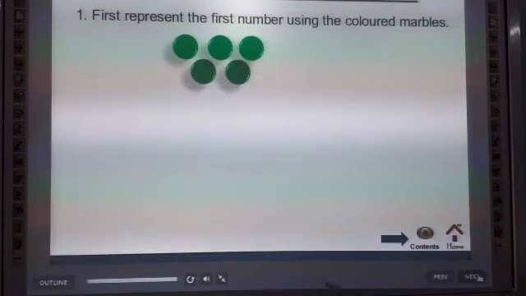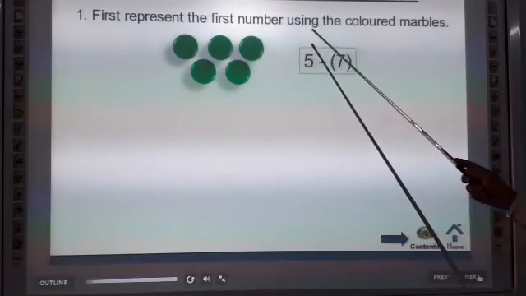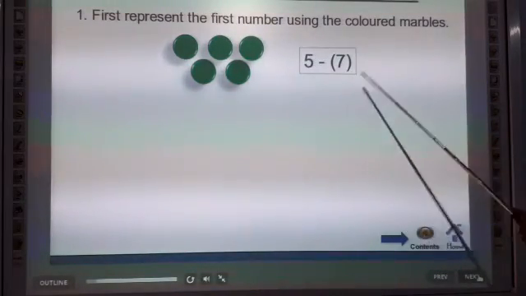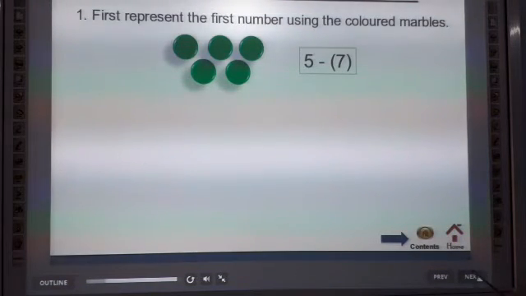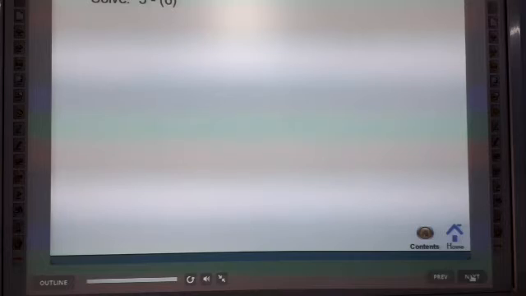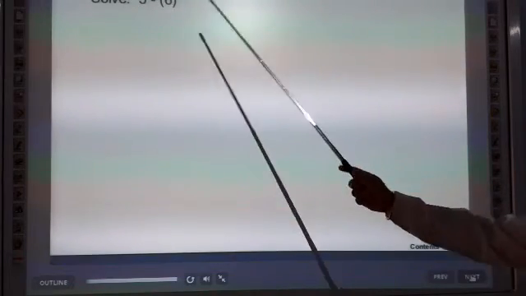First, represent the first number using the colored marbles. 5 minus 7 is equal to minus 2. Solve 5 minus 6.